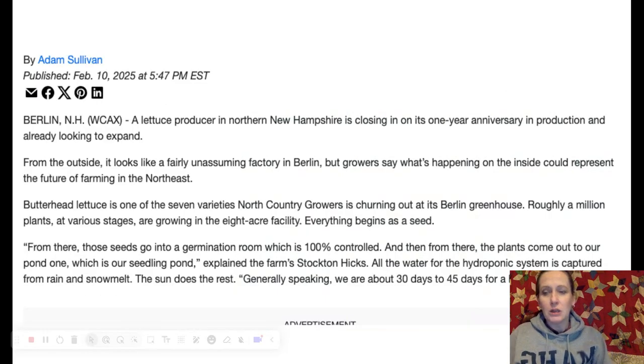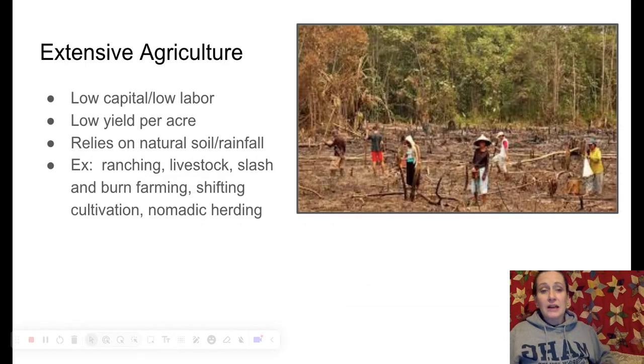This is an example of where you saw that picture of a hydroponic lettuce producer in New Hampshire. Who would know that New Hampshire pumps out a lot of lettuce? Well, with these types of technologies, you can. And they said basically in a year, their yield doubled. And you can learn more about that as well. Roughly 1 million plants at various stages are growing in an 8-acre facility, right? That's amazing.